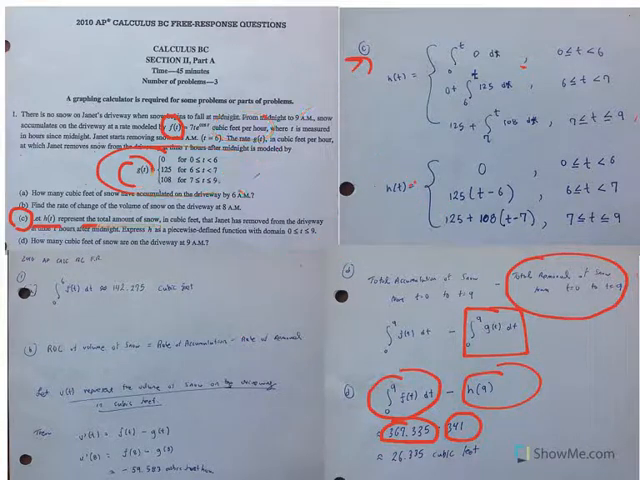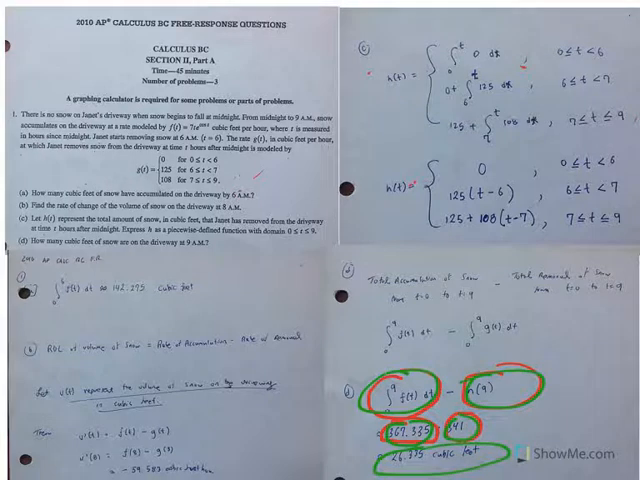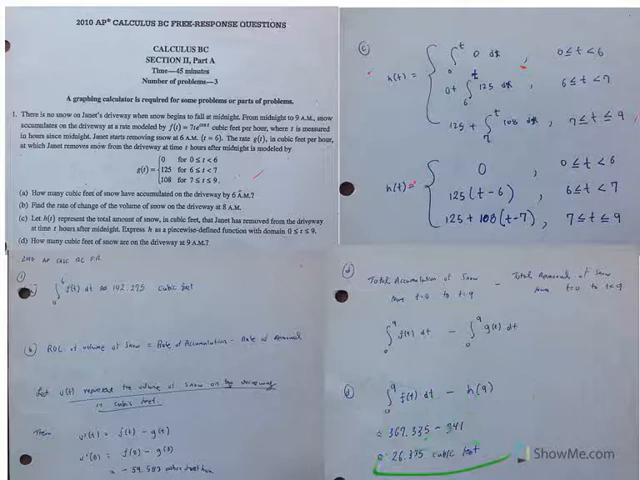So take the amount of snow that fell by 9 a.m. and subtract from that the amount of snow that she removed by 9 a.m. And when you do that, you get 26.335 cubic feet. And notice that I put 3 places after the decimal.